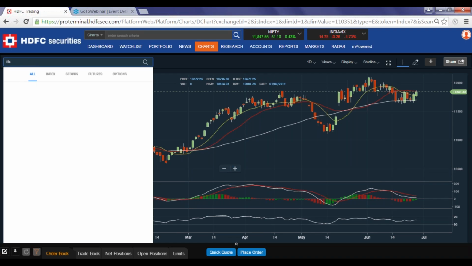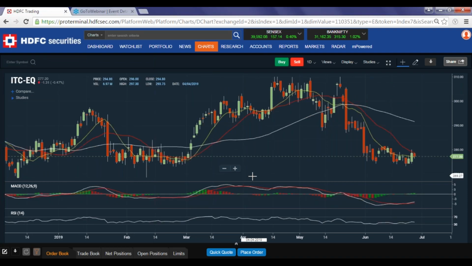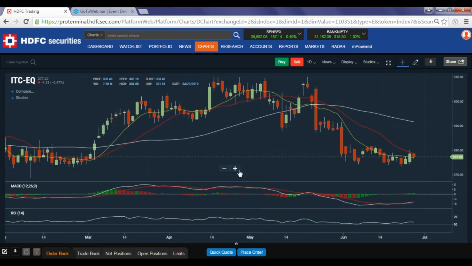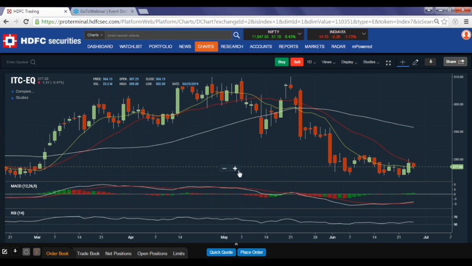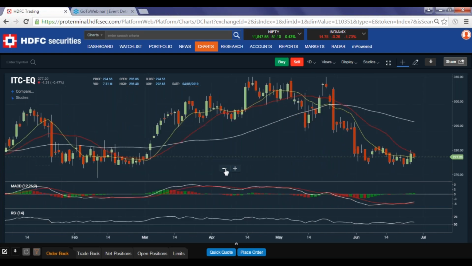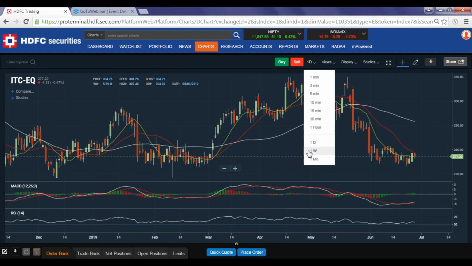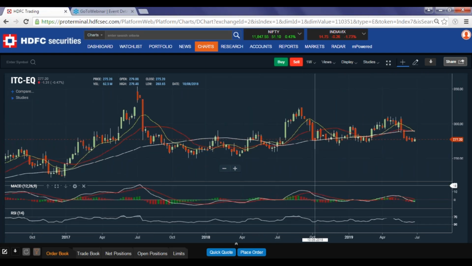Let's go for ITC. That's on the top of my mind right now. All right, so here is the ITC one-day chart that we can see. RSI is neutral, I think it's around 40. The stock has given a red candle, meaning a slightly negative candle. Are there any patterns that we can see? I don't see any such patterns over here, not even on the one-day chart, not even on the weekly chart.